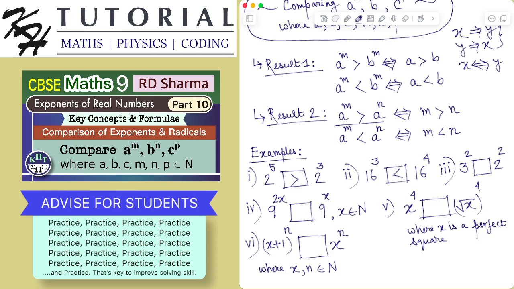The bases are different but the powers are the same, so we will compare based on the base. 3 is greater than 2, so obviously 3 squared will be greater than 2 squared.